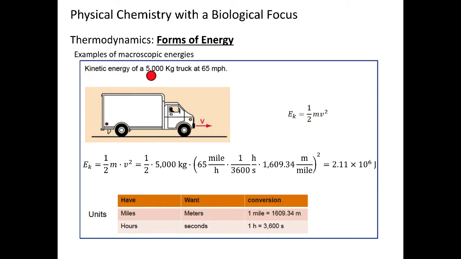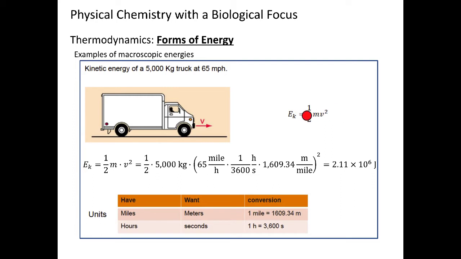So let's begin looking at a couple of forms of energy, and let's begin with something simple, macroscopic, something that we are used to from the everyday world. The kinetic energy of a truck. So a 5,000 kilograms truck or a 5-ton truck at 65 miles per hour, so it's not speeding but adhering to the speed limit. The kinetic energy is expressed like this, 1/2 mv squared, which you probably have seen quite a lot.